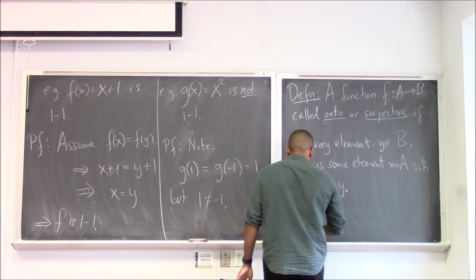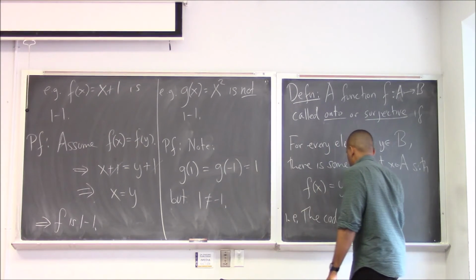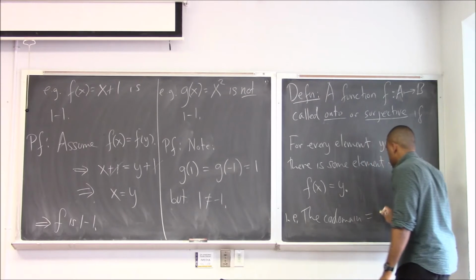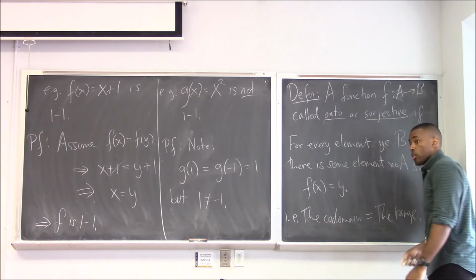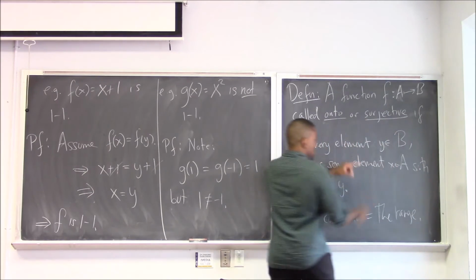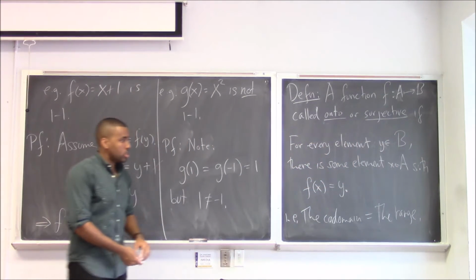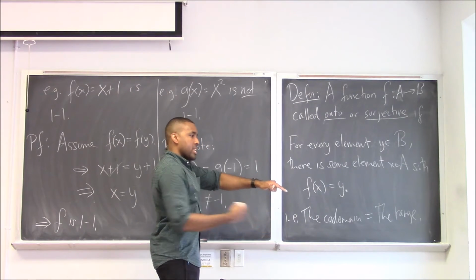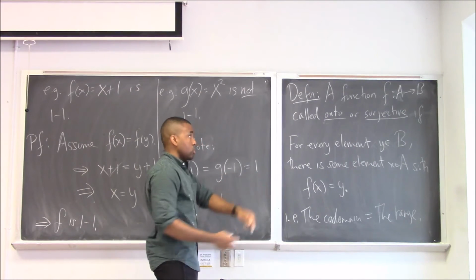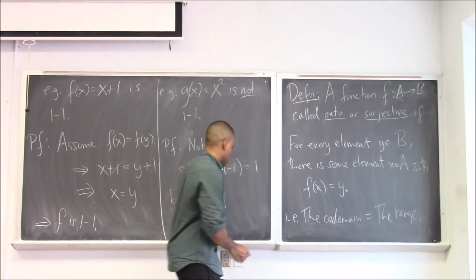I.e., the codomain is equal to the range. I gave you an example earlier that showed that this is not always true. I gave you an example of a function where 9 was not in the range. But if everyone in your codomain was assigned by the function, you call the function onto.